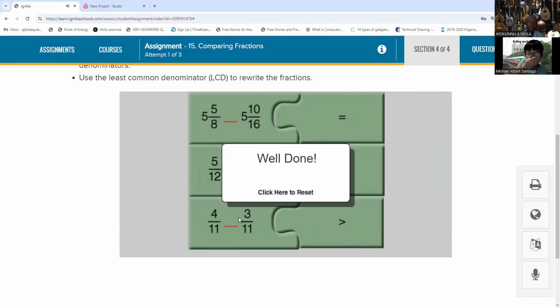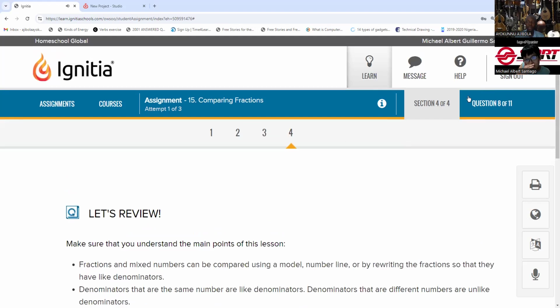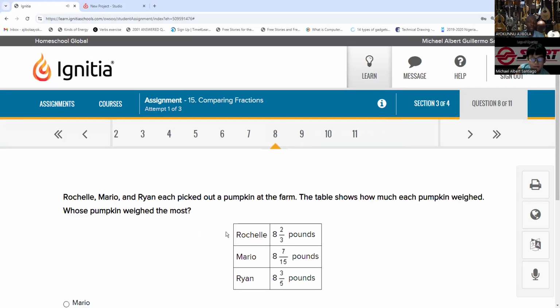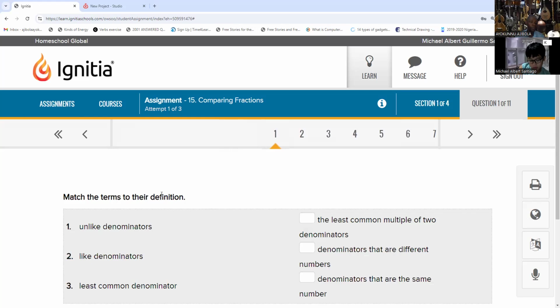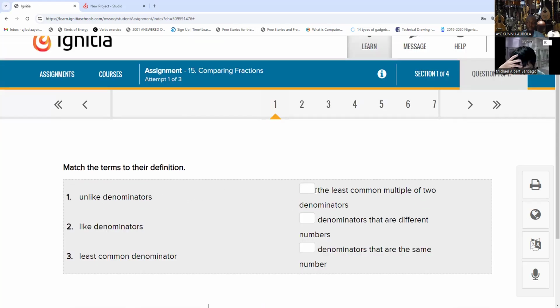Okay. Good. I think we'll have to work on some questions right away. So let's work on questions, starting from the first question. Match the terms. Unlike denominators, that are different numbers, that's 1. Like denominators, that are the same number, that's 2. So I need to type that number there. So this is going to be 2, and this is going to be 1, and this is going to be 3, if that is safe. So that is the least common denominator.